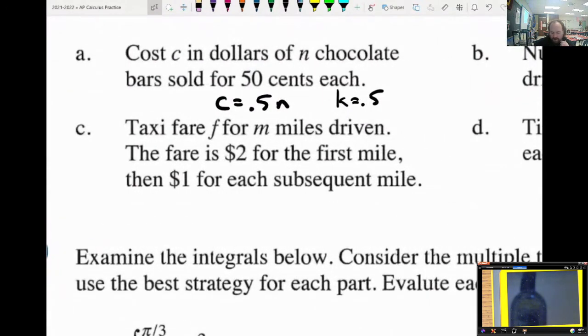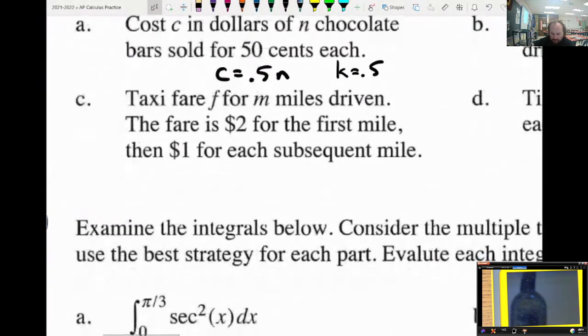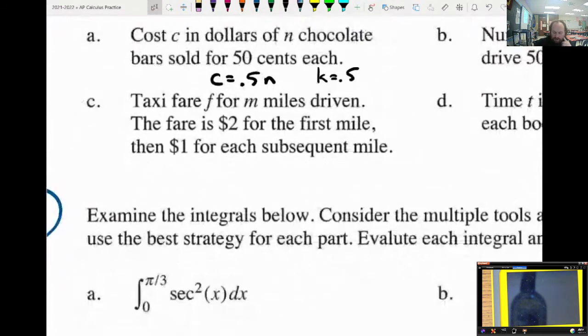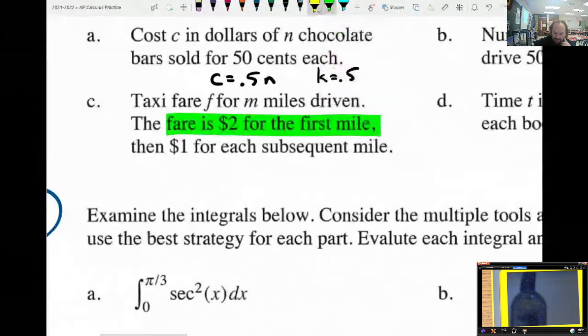Taxi fare F for M miles driven. The fare is $2 for the first mile, then $1 for each subsequent mile. The problem here is that the fare is changing. It's $2 for the first, and then $1 for each subsequent mile. I mean, this is a pretty reasonable thing to write down in an Algebra 1 class. The fare is, I don't know, it's 2 plus 1 times (x minus 1), maybe something like that.